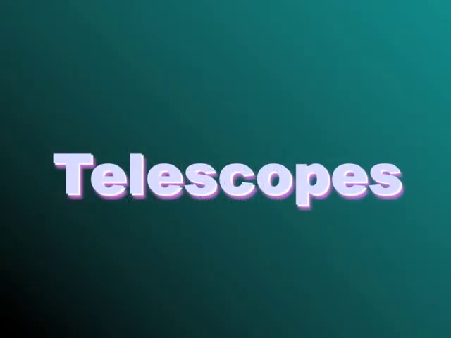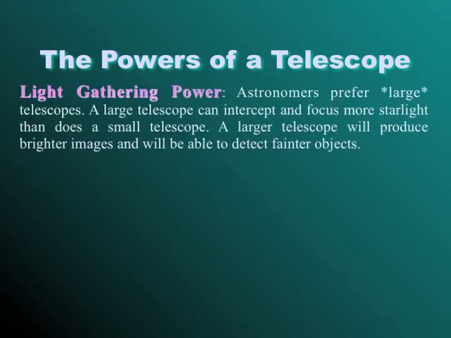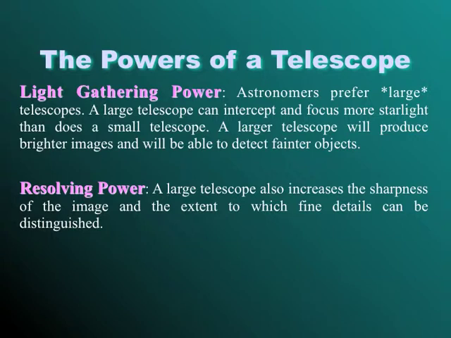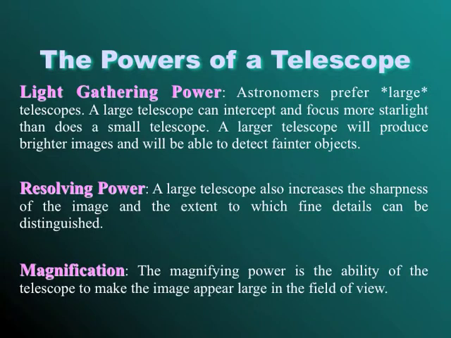First, a review of telescopes. Telescopes can be described as having a certain capacity to gather light, or light gathering power. The larger the telescope, the more light can be gathered. Another aspect of the telescope is its ability to resolve things. In other words, how sharp can the image be made? This is called resolving power. And finally, we can talk about the ability of the telescope to magnify things and make them appear larger.